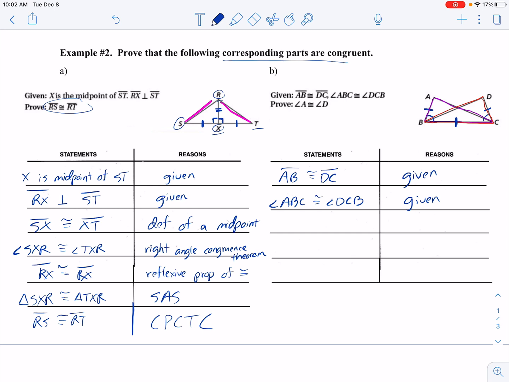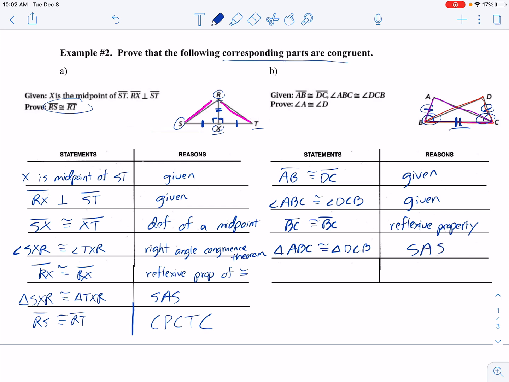Okay, you needed to use the shared side in both triangles, which was BC. So BC is congruent to itself. And anytime a length is congruent to itself, or an angle is congruent to itself, that's the reflexive property. And now we have side, angle, side information. So we can state triangle ABC is congruent to triangle DCB by side angle side.